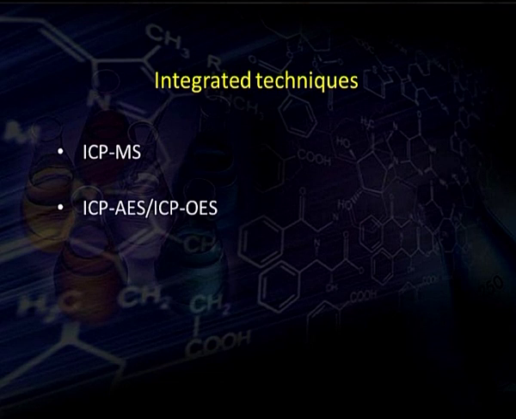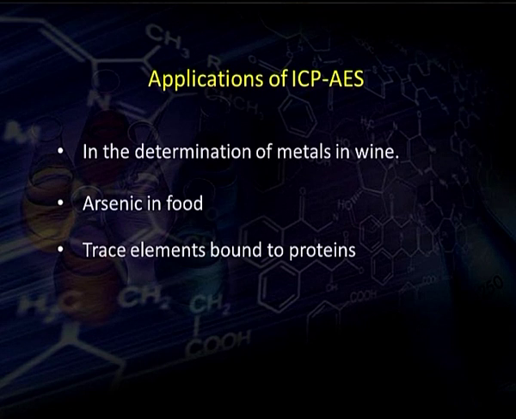We have the integrated techniques. Integrated techniques are the techniques which use the combination of two techniques. Like we have ICP MS, this is inductively coupled plasma combined with mass spectroscopy. Then we also have ICP AES, this is inductively coupled plasma combined with atomic emission spectroscopy, or ICP OES, this is emission spectroscopy again.